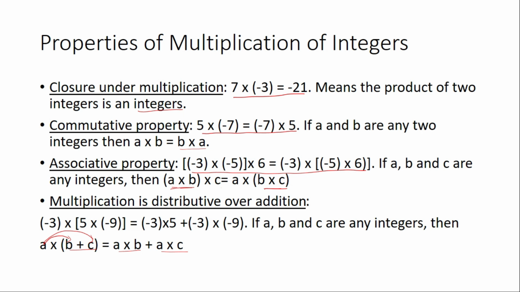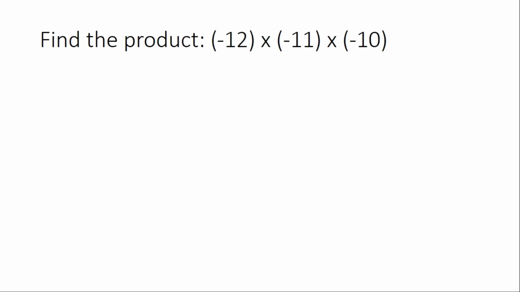Let us now solve some problems related to this topic. So first one is, we have to find the product of minus 12 into minus 11 and minus 10. So it's better to multiply symbols first. So minus into minus is plus, plus into minus is minus. So 12 into 11 is 132, 132 into 10 is 1320.